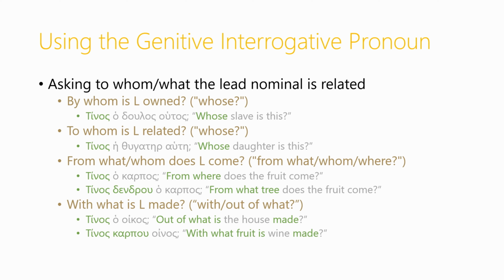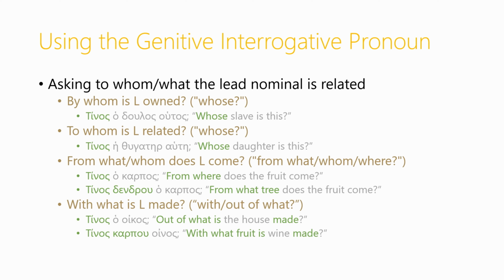The genitive interrogative pronoun might be asking to whom the lead nominal is related. Tinos thugater haute? Whose daughter is this? It might be asking from what or whom the lead nominal comes, like a genitive of content, or perhaps a genitive of source. So tinos ho karpos could mean, from where, tinos, does the fruit come?